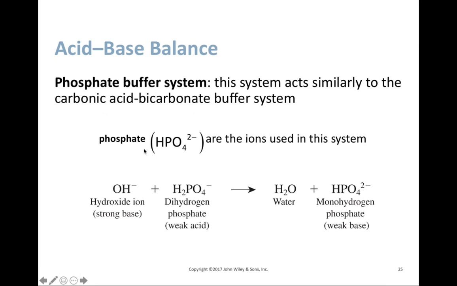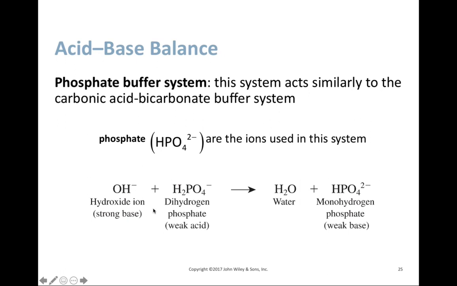Our final buffer system is the phosphate buffer system, and this is simply going to use two compounds known as dihydrogen phosphate as well as monohydrogen phosphate. I know the names on these are quite large, but we just want to keep in mind that dihydrogen phosphate has two hydrogens and monohydrogen phosphate has one hydrogen. Dihydrogen phosphate will bind to hydroxide ions to form water and monohydrogen phosphate. We'll hopefully remember that hydroxide is on the other end of the pH scale.